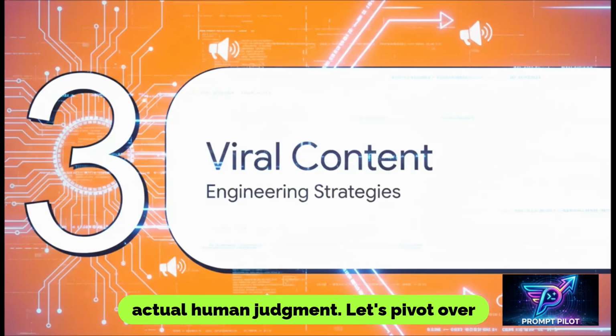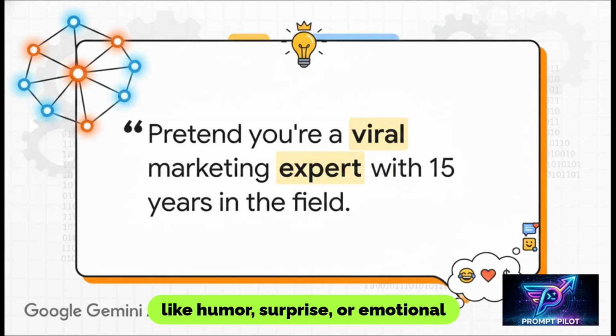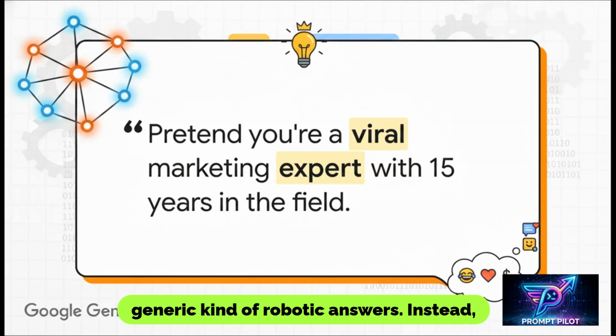Let's pivot over to Section 3, Engineering Viral Content. If you want the best output, injecting a highly specific prompt acts almost like a cheat code. Try telling the AI to pretend it's a viral marketing expert with 15 years of experience. By forcing it to focus on specific psychological triggers like humor, surprise, or emotional connection, you entirely bypass those generic, kind of robotic answers. Instead, you generate targeted, highly sophisticated marketing strategies.